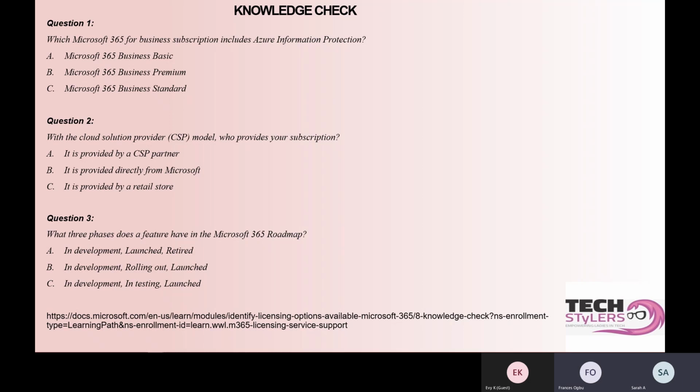Then question number 3, I talked about roadmap. So if you can still remember, what 3 phases does a feature have in the roadmap? I know there should be retired. I know there should be rolling out. Okay, let me just go with A. A is actually wrong.